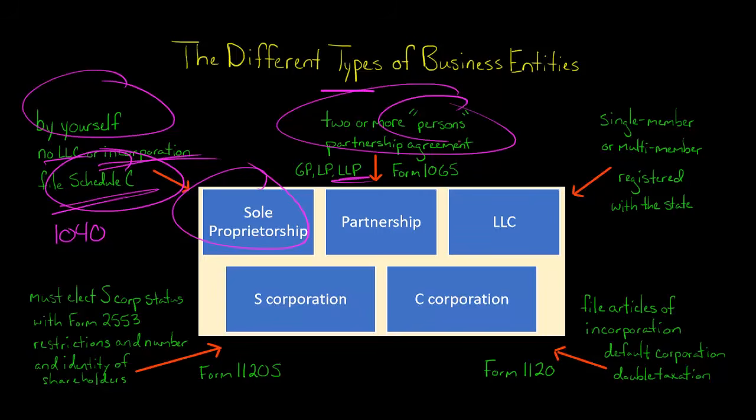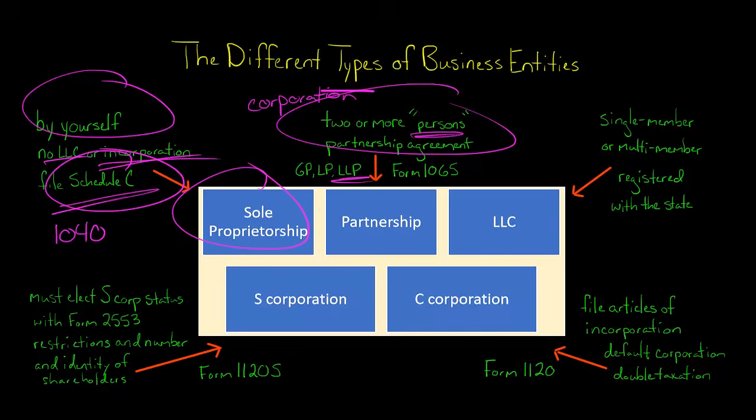Now, I put persons in quotation marks here when I said two or more persons is a partnership, because it doesn't have to be an actual person. For example, you could have a corporation. It could be you and then some corporation that together start a partnership. So it's very flexible when it comes to what it means to have persons.